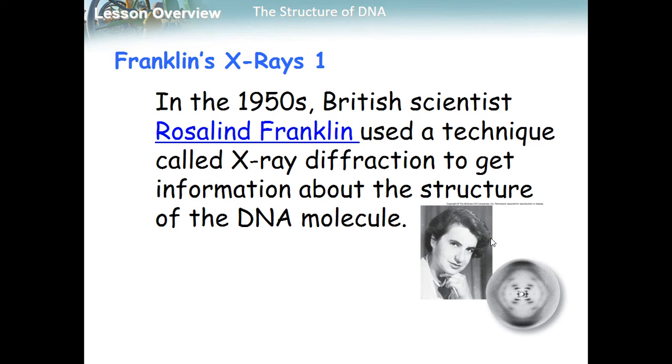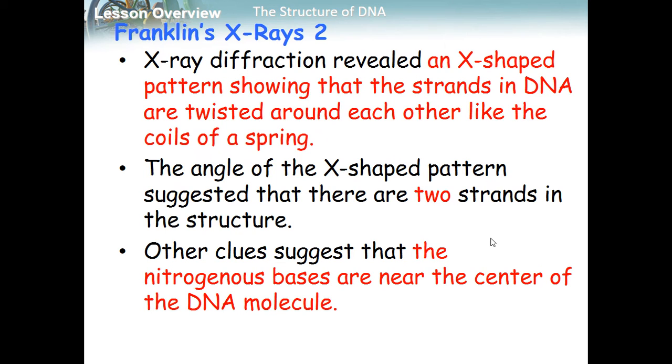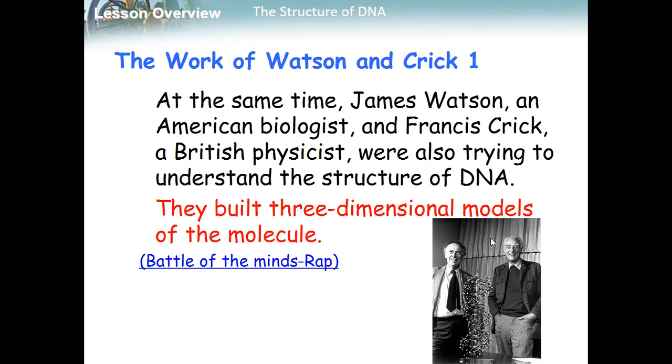In 1950, British scientist Rosalind Franklin used a unique technique called X-ray diffraction to get information about the structure of the DNA molecule. It revealed an X-shaped pattern showing that the strands in the DNA are twisted around each other like coils of a spring. The angle of the X-shaped pattern suggested that there are two strands in the structure. Other clues suggest that the nitrogenous bases are near the center of the DNA molecule.